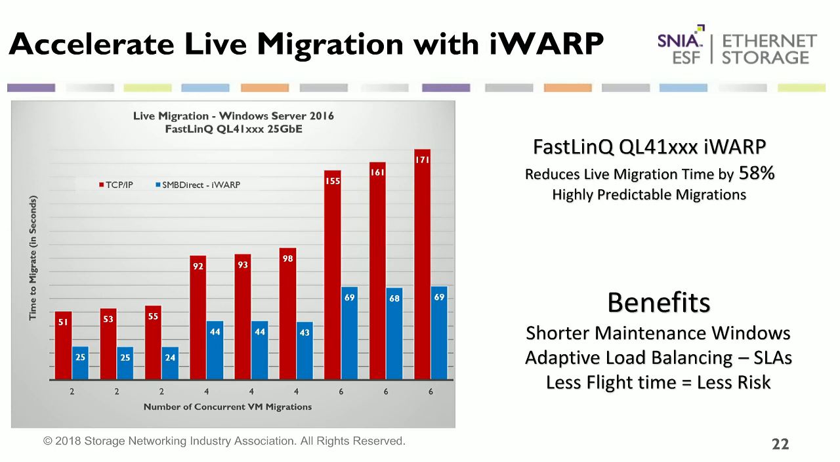You can see the comparison: with iWARP RDMA acceleration, the average live migration time can be reduced by 58% compared with normal TCP. And it's not only a shortened live migration time, but also more deterministic compared with TCP-based live migration.